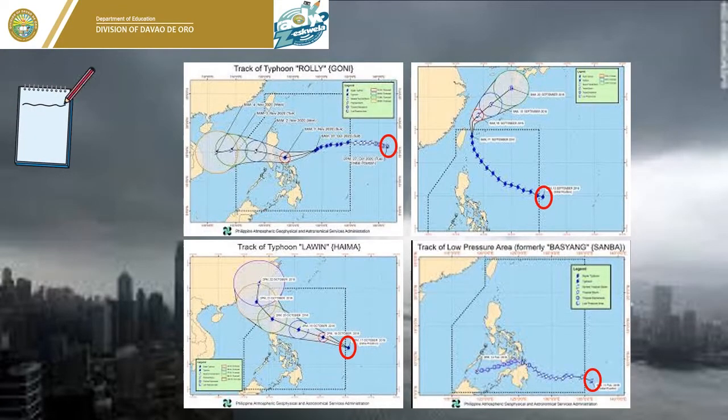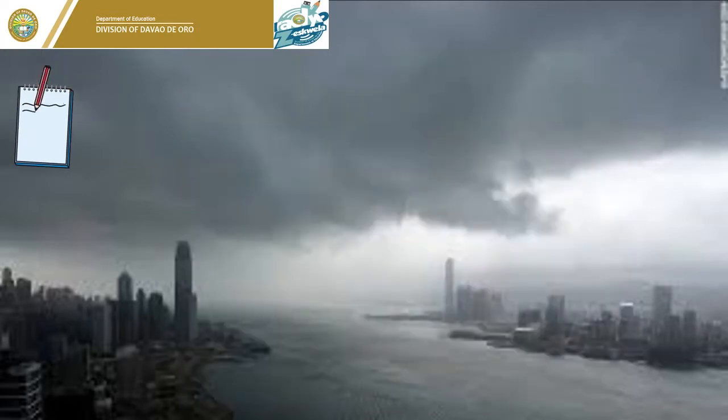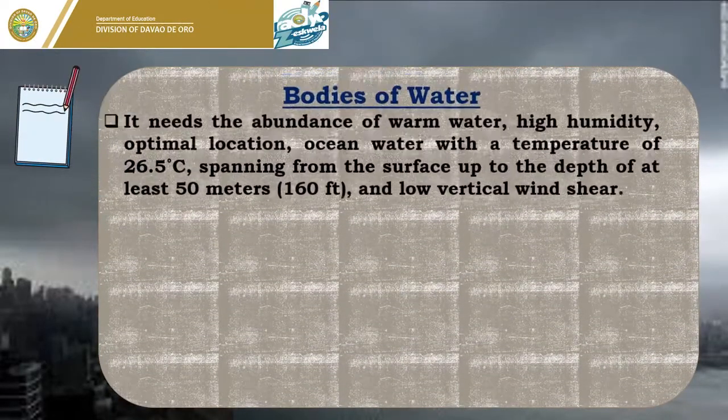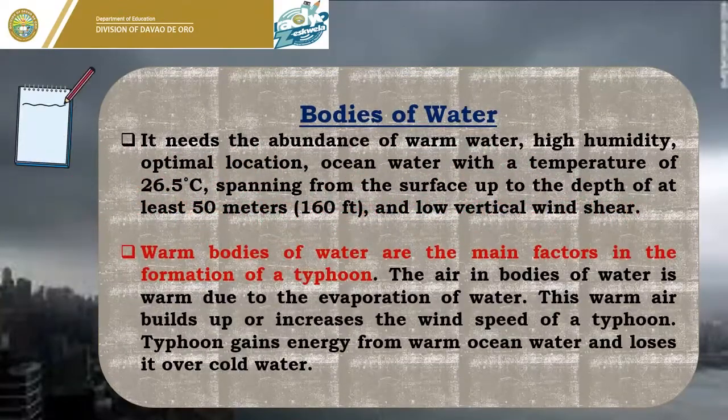Oceans in the tropics and landforms in nearby countries can affect the formation of typhoons. The bodies of water help in the formation and development of a typhoon. In order for a typhoon to develop, it needs an abundance of warm water, high humidity, optimal location, ocean water with a temperature of 26.5 degrees Celsius spanning from the surface down to a depth of at least 50 meters, and low vertical wind shear. Warm bodies of water are the main factors in the formation of a typhoon.